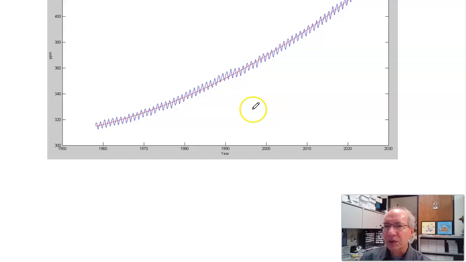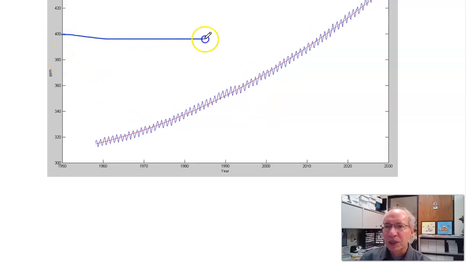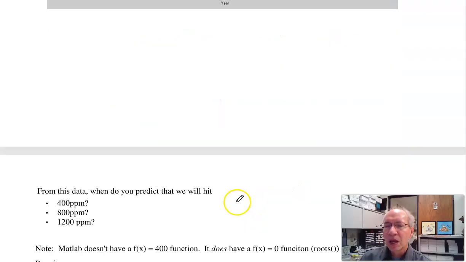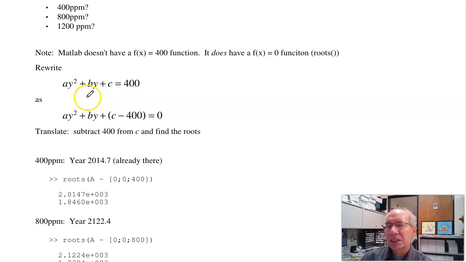Well, I can see that on the graph. 400 parts per million is right here. That's about the year 2012. I can solve using Matlab. That's the roots command. Problem with roots is roots doesn't solve function equals 400, it solves function equals 0. So rewrite the problem, bring the 400 left, and I get this. When is that equal to 0?